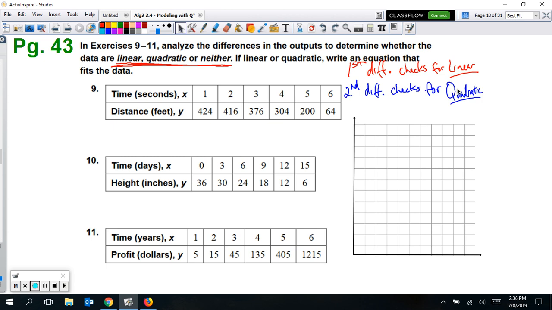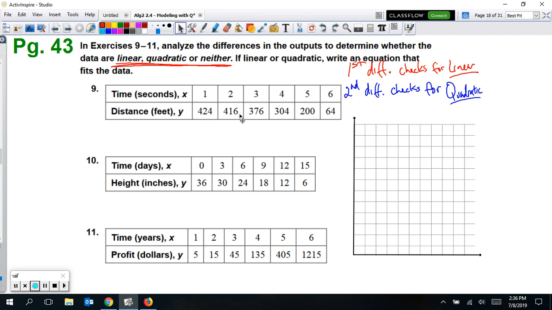The second differences: once you figure out the differences and they're not the same, you can do a second difference and check the differences of those, and that would check for quadratic. If the second differences are the same, then that's a quadratic. So let's start with number 9 here and look at the differences.